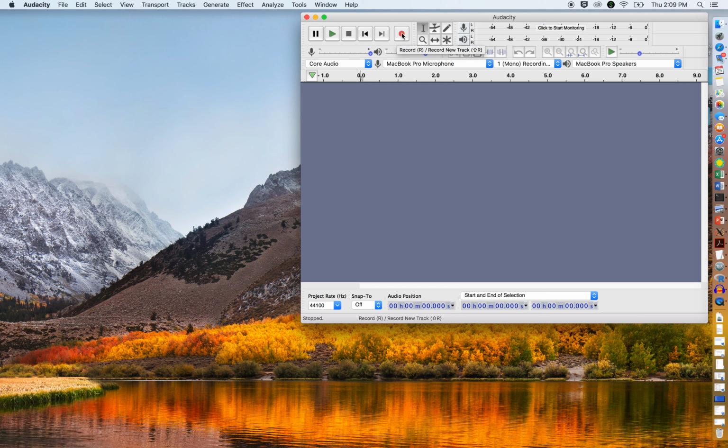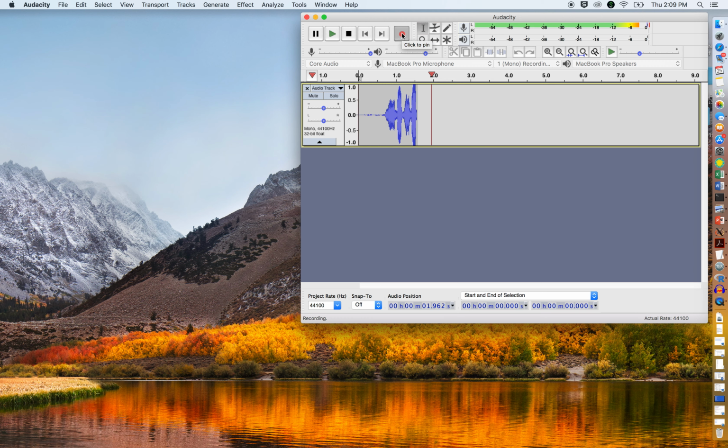I'm going to press it and I'm going to whistle a little tune. And then I'm going to stop, and here we see the sound recorded and plotted on this graph. This graph shows time along the x-axis and sound intensity or loudness on the y-axis. And we'll see it goes from positive to negative because, as you remember, sound waves go positive to negative.